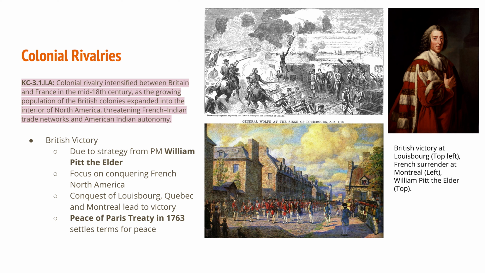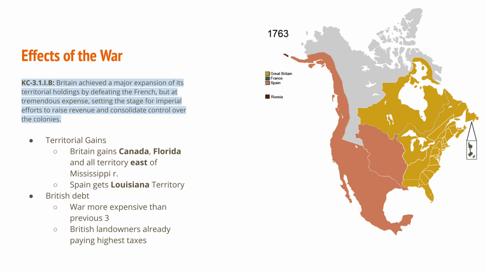So on the bottom left, you see the French surrendering in Montreal. They signed the Peace Treaty of Paris in 1763. It settles the terms of peace, and it's going to give Great Britain large amounts of territory in North America. So that leads us to the next key concept.